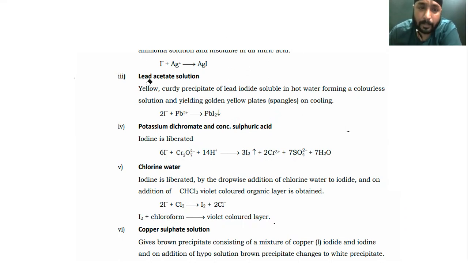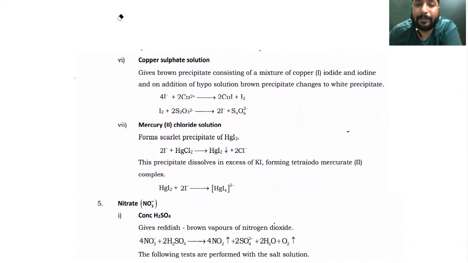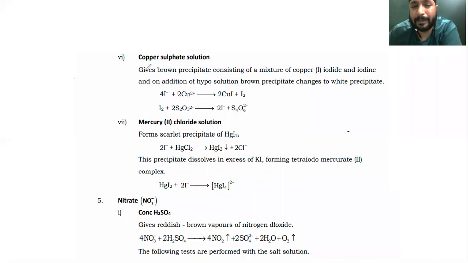Now, copper sulfate solution. It is a very nice reaction. There is some error given in this literature here, so I'll just make it correct. It doesn't give a brown precipitate. Rather, it gives a brown color solution.